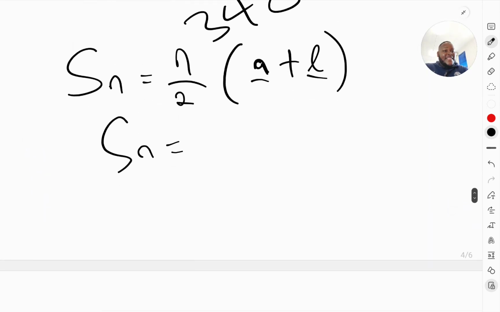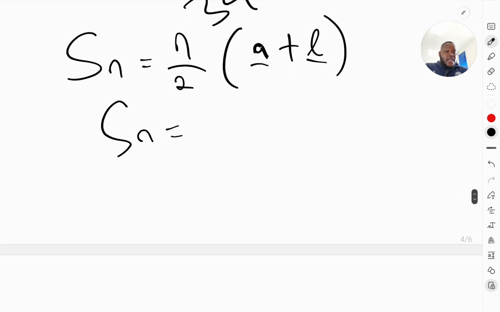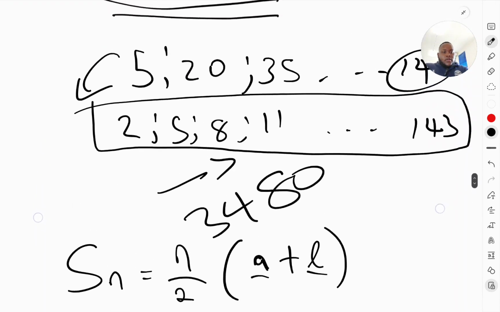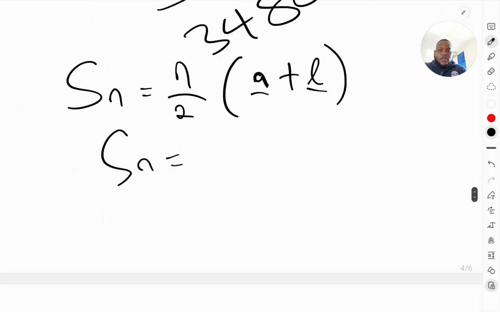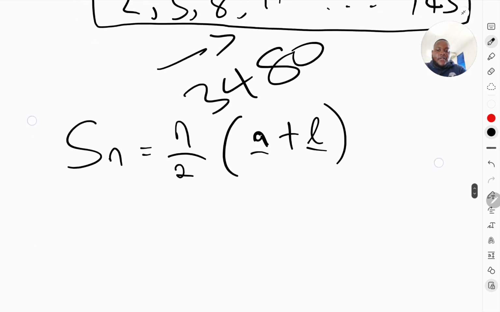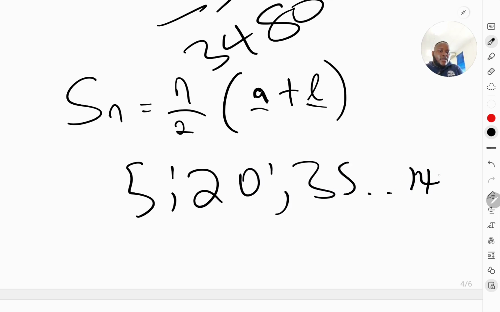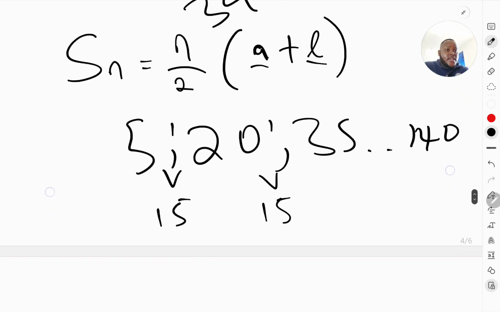So I'll firstly find the general term for the numbers that are divisible by 5. Since I have here 5, after 5 I have 20, after 20 I have 35, up until 140. What is the difference here? There is 15. What is the difference there? There is 15. It means I have a common difference which is 15.